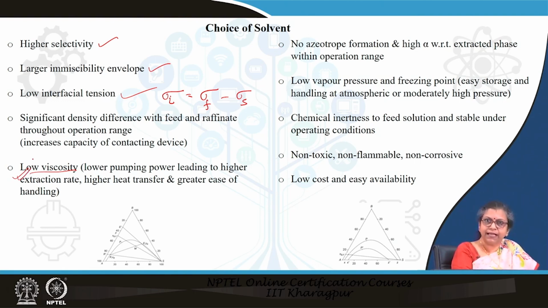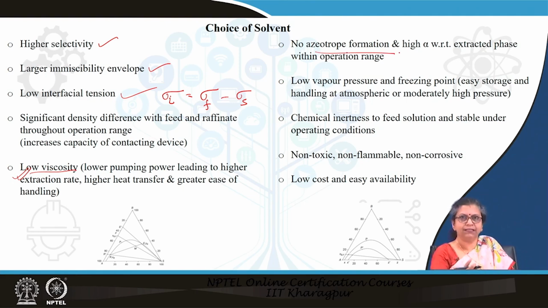Well, after the extraction part, we go for the solvent recovery part. There what we need to remember is that there should not be any azeotrope formation between the solute and the solvent, and there should be a sufficiently high relative volatility to facilitate solvent recovery. We would also like to have a solvent which remains liquid over a large range, or in other words it has a high boiling point and a low freezing point.